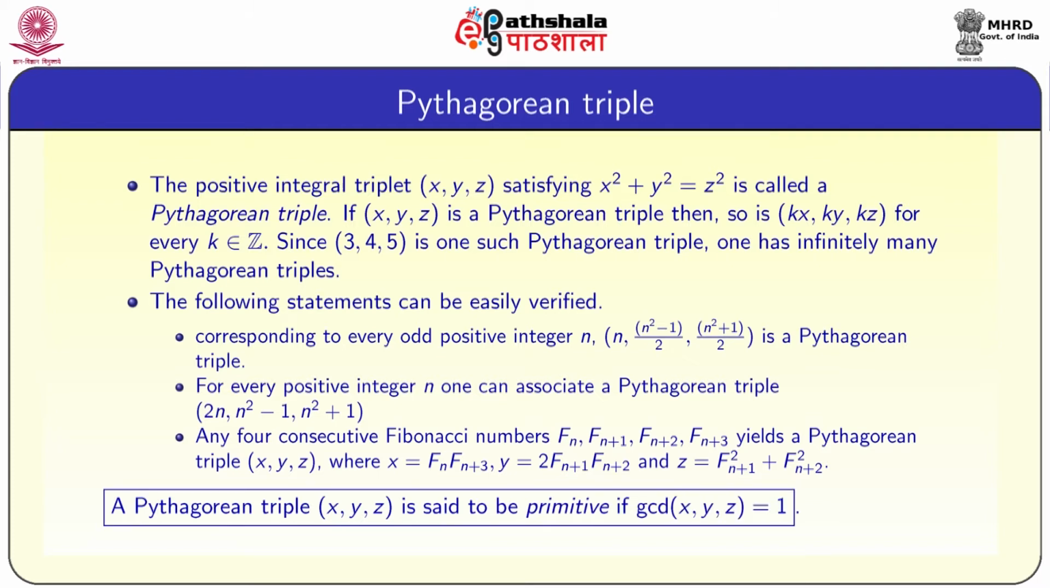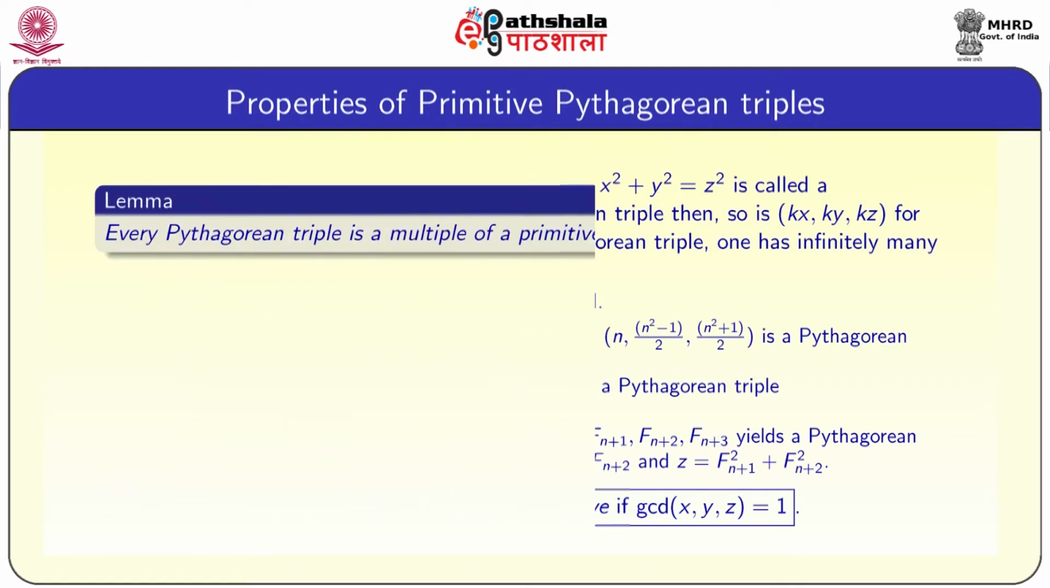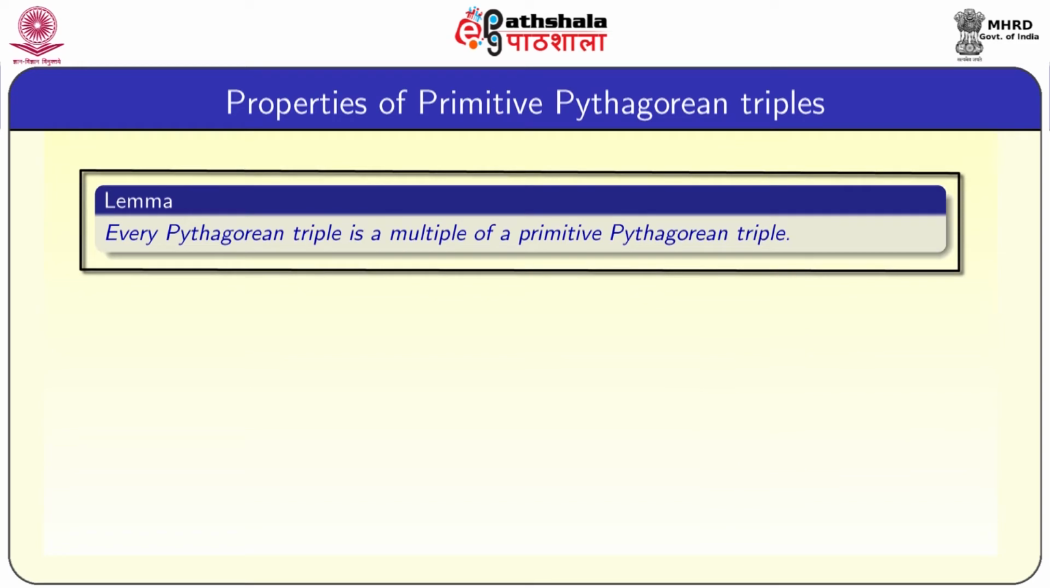A Pythagorean triple x, y, z is said to be a primitive Pythagorean triple if GCD of x, y, z equal to 1. So, now it is an extra property we are associating to the triple. If the GCD of x, y, z is equal to 1 and it satisfies x square plus y square equal to z square, then the triple x, y, z is called a primitive Pythagorean triple. So, we will see a few properties of primitive Pythagorean triples now.